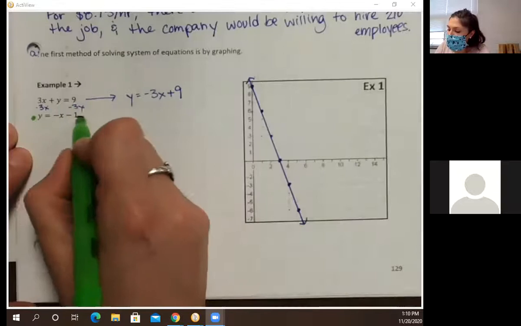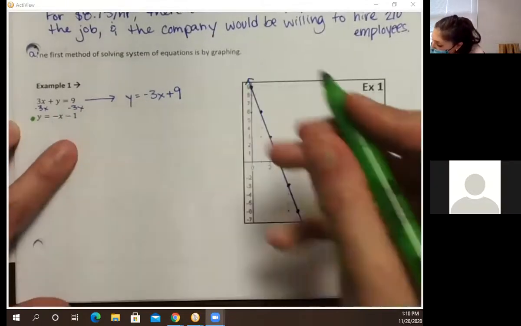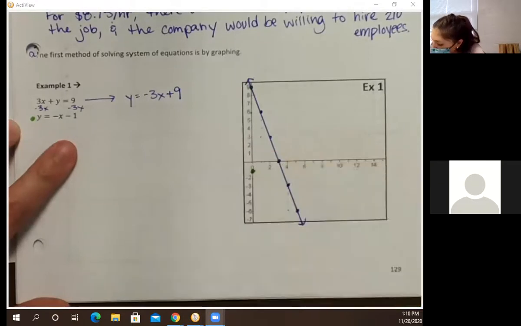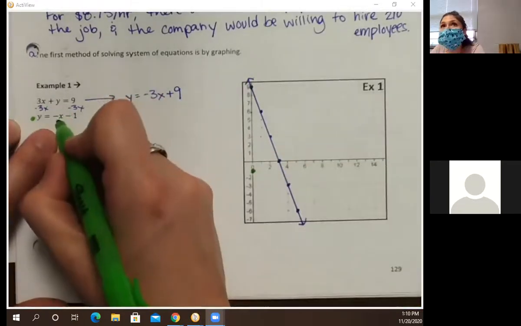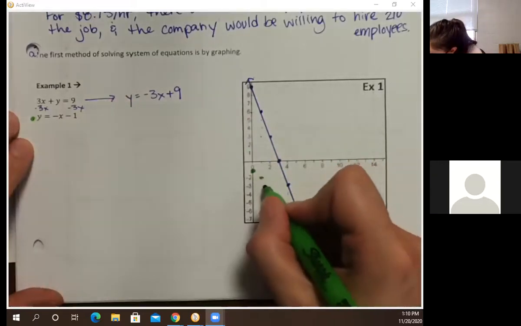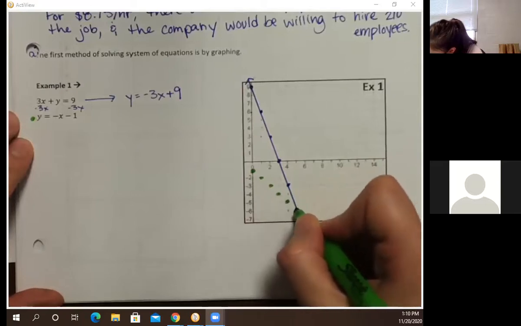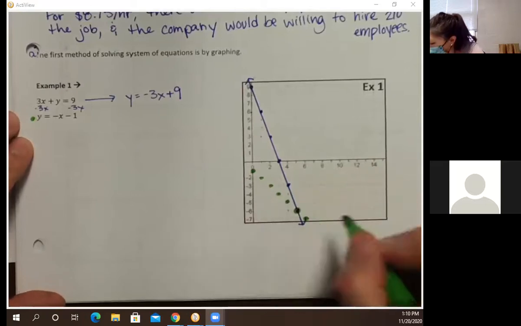So my second line is already in slope intercept form. My y-intercept is negative 1, so that would be right here. And then my slope is negative 1, so that means down 1 over 1, down 1 over 1, and I repeat that for the rest of the points.